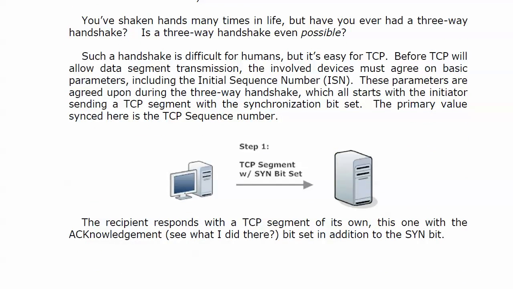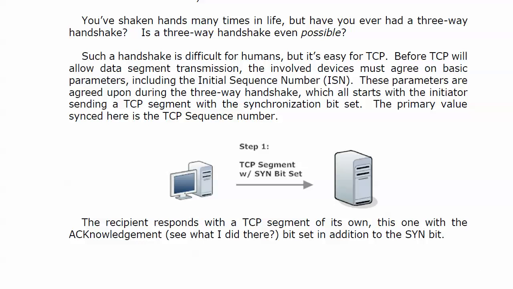When I would do this in an in-person CCNA class, I would ask someone to do a three-way handshake with their neighbor, and I just always got funny looks. Because obviously it's hard for humans to do, but it's easy for TCP, because before TCP can even send data segments, the involved devices have to agree on some parameters in advance. And that includes what we call the ISN, the initial sequence number. Now these parameters are agreed upon during the handshake, and this handshake starts with the initiator sending a TCP segment with the synchronization bit set, usually just called the SYN bit, because that sounds a lot more fun. The primary value synced here is that TCP sequence number.